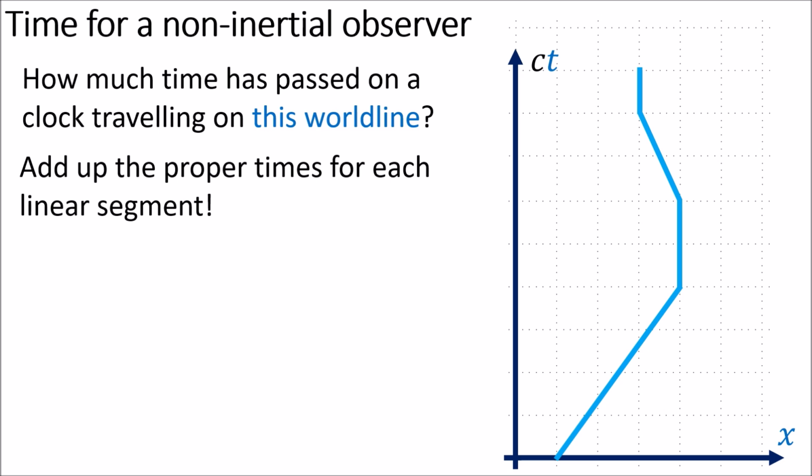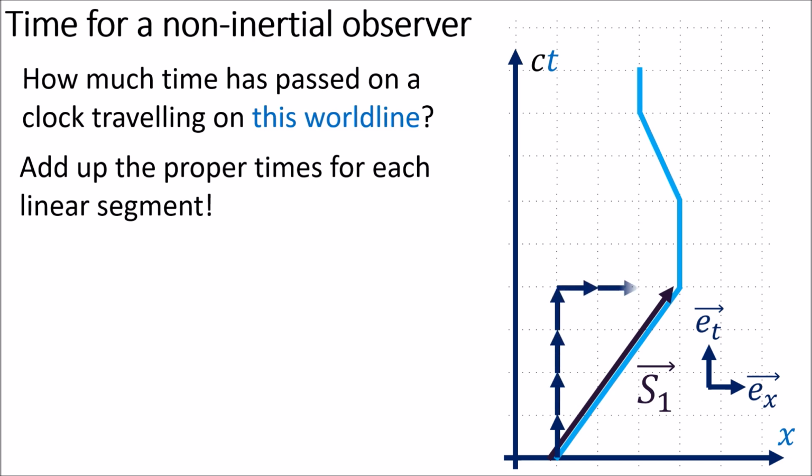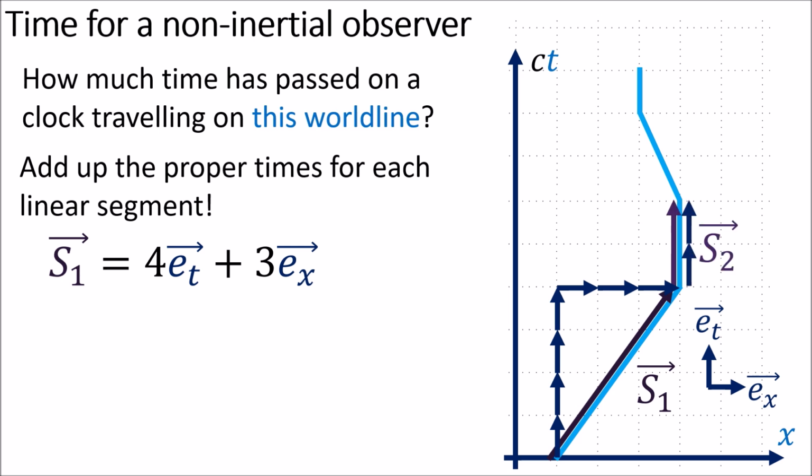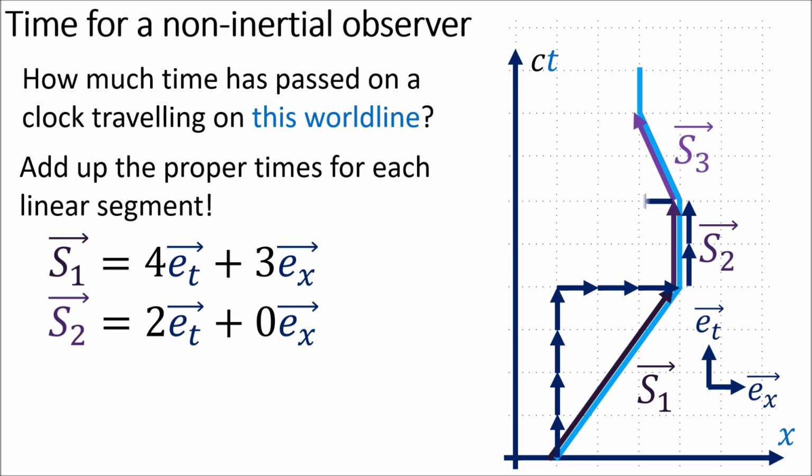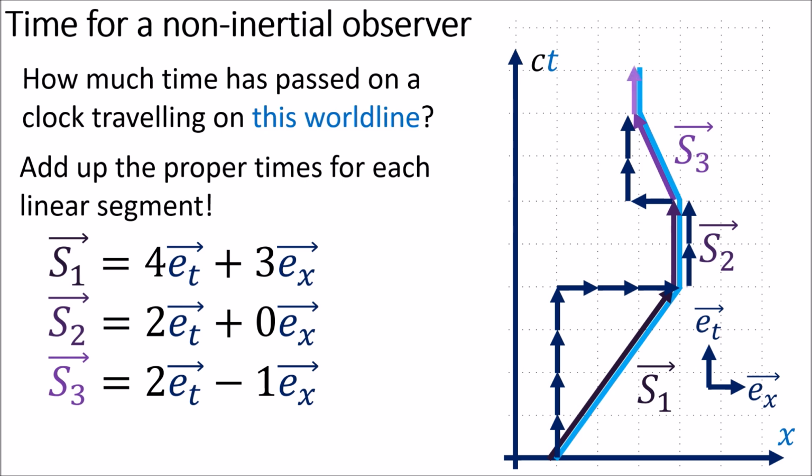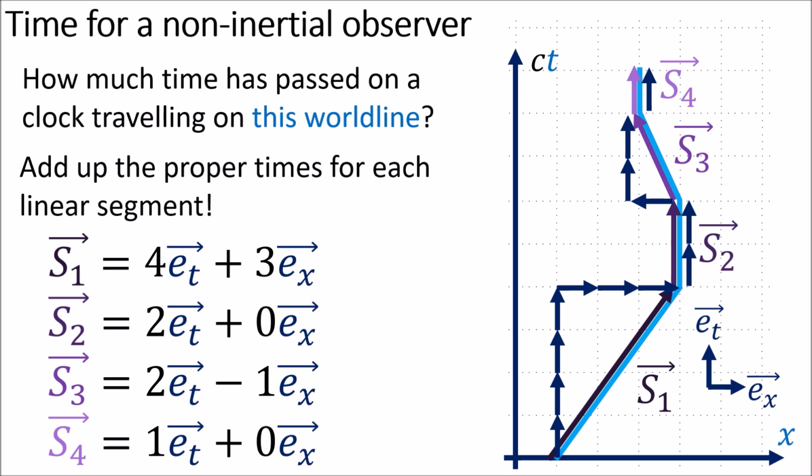We can find the total proper time just by adding up the proper times for each individual linear segment of the world line. The first segment is given by the vector s1, which is 4 time units and 3 space units to the right. The second segment, s2, is 2 time units and 0 space units. The third segment, s3, is 2 time units and 1 space unit to the left, and the last segment, s4, is 1 time unit and 0 space units.